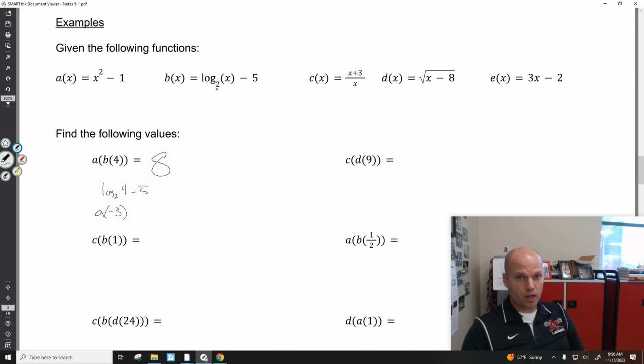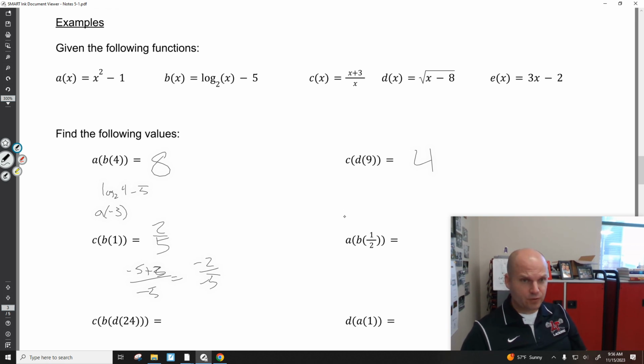C of 1 is 4. B of 1 is 0 minus 5 is negative 5. C of negative 5 is negative 5 plus 3, which is negative 2. Negative 2 over negative 5 is 2/5.